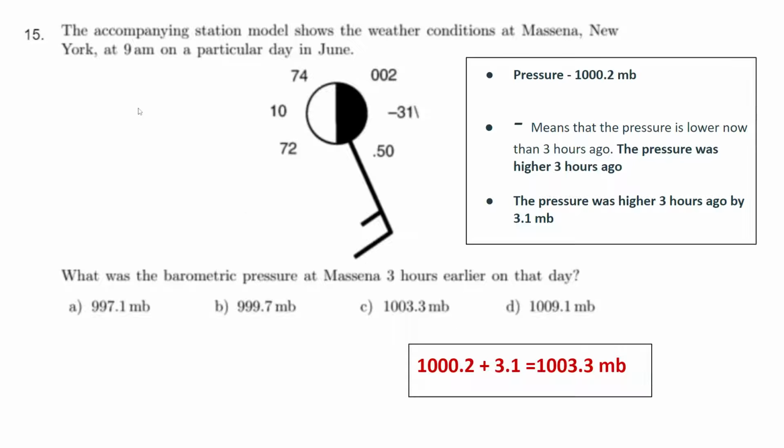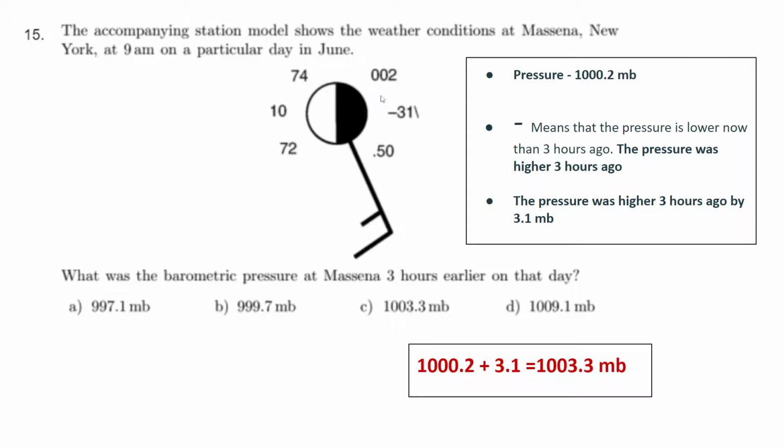And here's how. It says the accompanying station model shows the weather conditions at Messina, New York at 9 a.m. on a particular day in June. What was the barometric pressure at Messina 3 hours earlier on that day? So, if I want to know what the pressure was 3 hours ago, I need to look at the barometric trend. The barometric trend tells me that I have a negative sign, right? This means this pressure is lower now than it was 3 hours ago by 3.1 millibars.